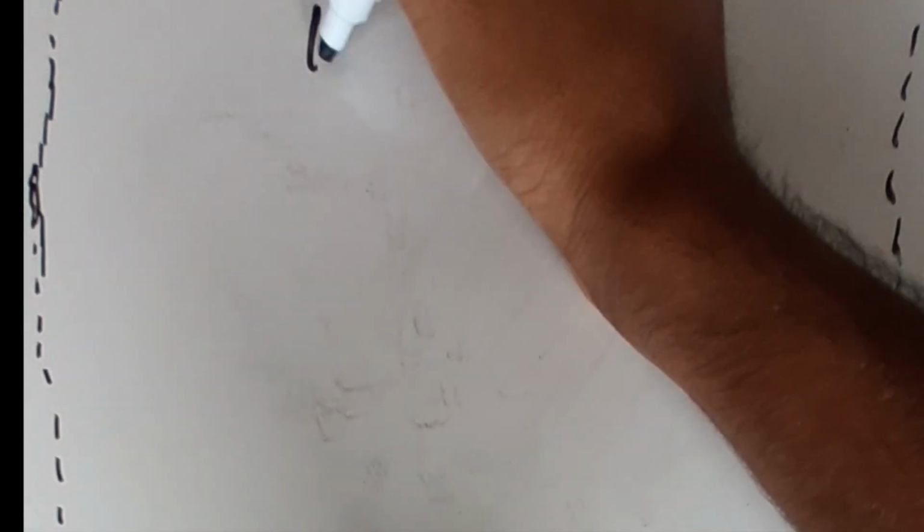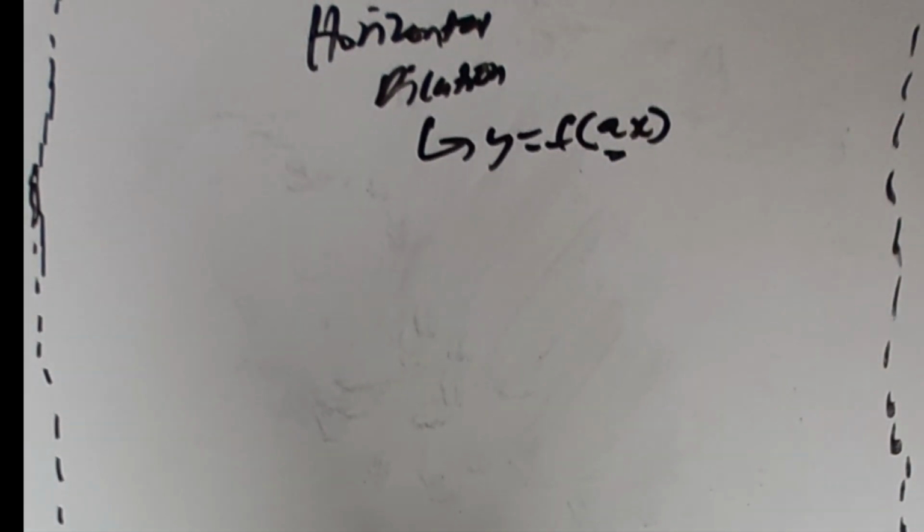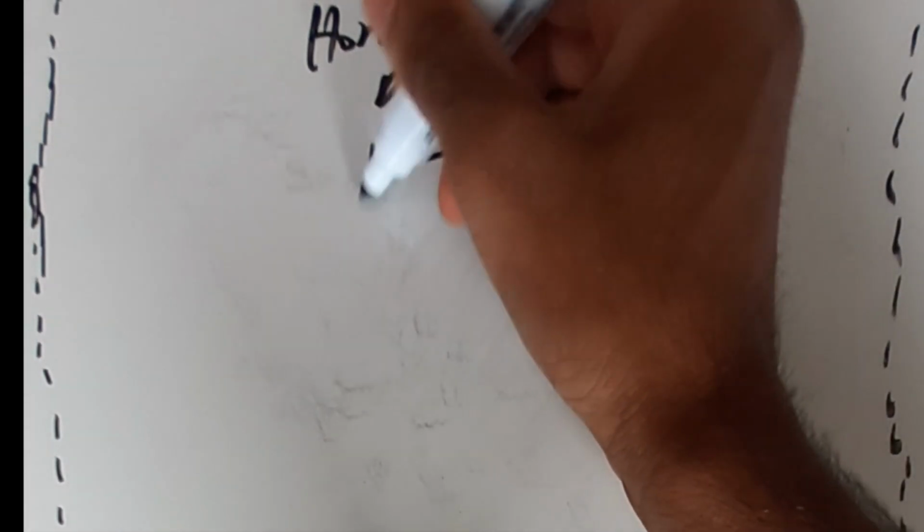Finally, a horizontal dilation is when the graph is stretched or compressed in the direction of the x-axis. The general form for a horizontal dilation is y equals f brackets a of x, where a represents horizontal dilation, in which if a is greater than 1, the graph is compressed by a scale factor of 1 on a. However, if a is in between 0 to 1, the graph is stretched by a scale factor of 1 on a. This transformation changes the x values of the function, affecting domain.